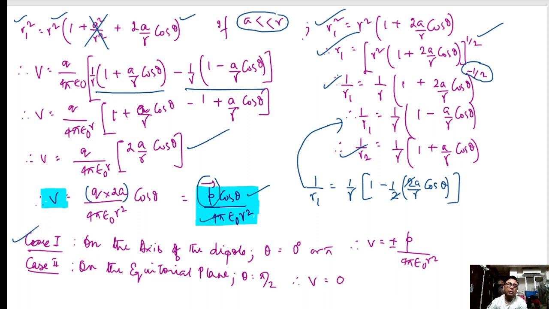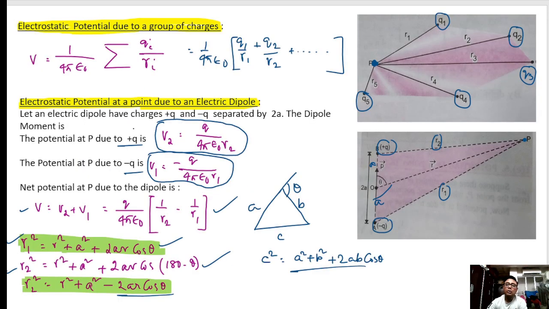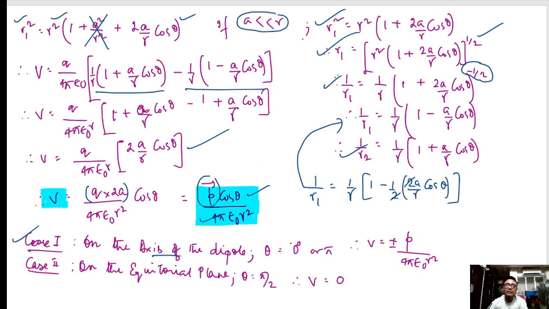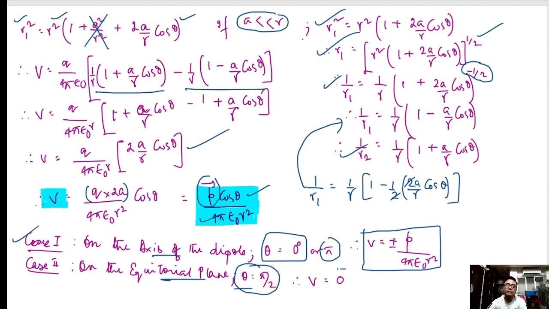Next, case 1, on the axis. If I want to find out the potential on the axis, please watch, on the axis means r will be 0. This is the axis, axis is AB. So on the axis, I will take theta as 0 degree, or pi degree if it is oppositely directed. So the value of V will become this. And on the equatorial plane, theta is 90 degree and V will come 0.